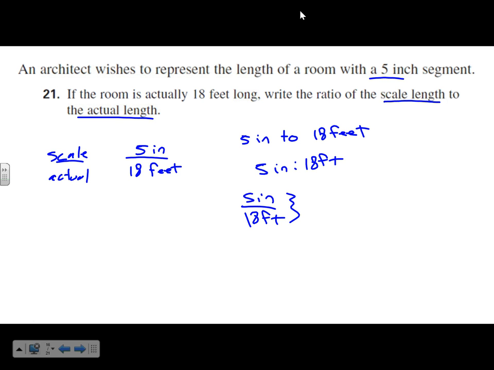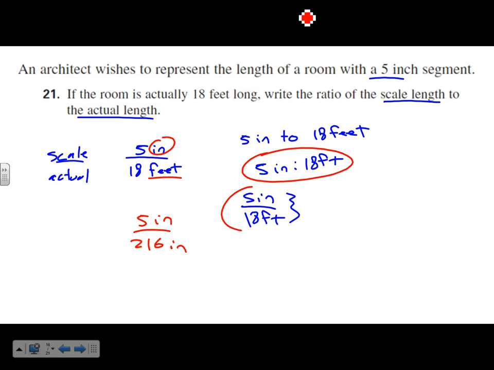And on the same theme of that, if you want to make it a little bit easier to understand, you could change this feet to inches. So there's 12 inches in every foot, so that would be 5 inches to 216 inches. Or you could change this inches to feet. That'd be a little harder because you're ending up with a decimal that I don't really like. But the easiest way, just go ahead and either put it in this way or this way. Just make sure you're labeling inches and feet.